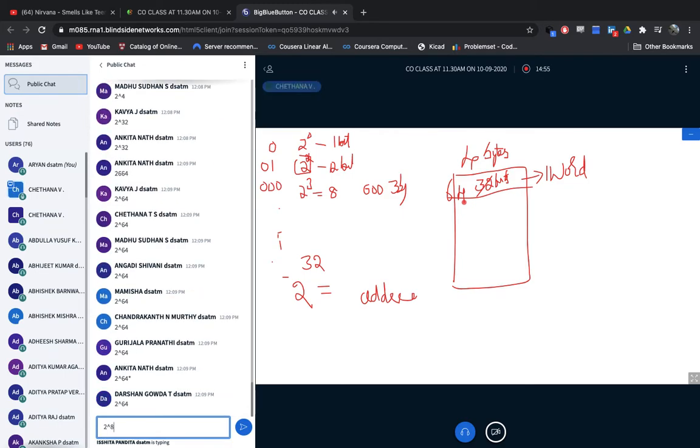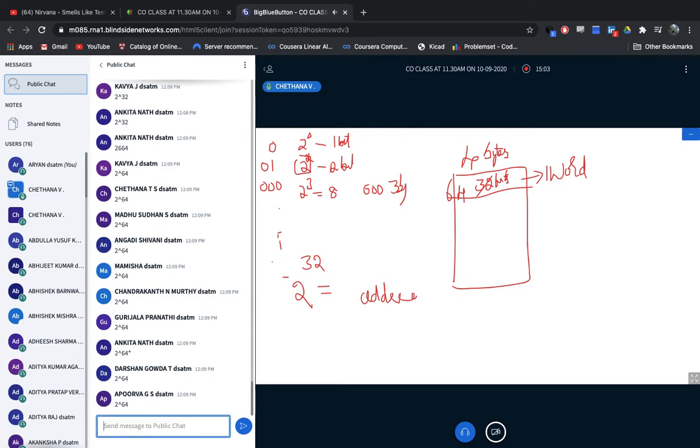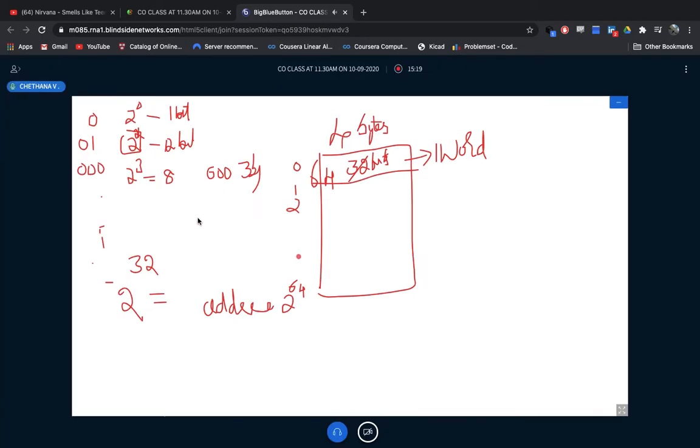Yes, 2 to the power of 64, right? Very good. Everybody was typing 2 to the power of 64, very good. So 2 to the power of 64 means 0, 1, 2, 3 goes on till 2 to the power of 64. These many locations you are going to get in your memory.